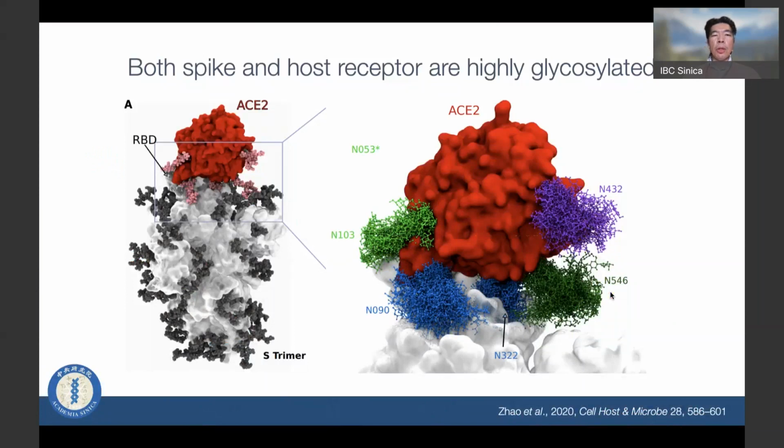SARS-CoV-2 uses the spike protein to recognize host cell receptor ACE2. It is important to note that both the spike protein and ACE2 are highly glycosylated, as indicated in the color sticks on the right. These post-translationally modified glycan structures provide camouflage to help the virus evade host immunity attack.